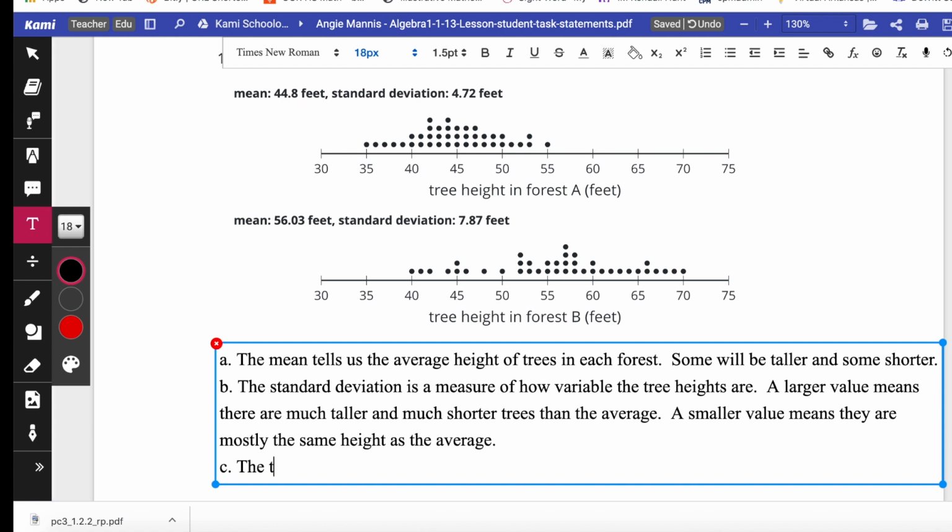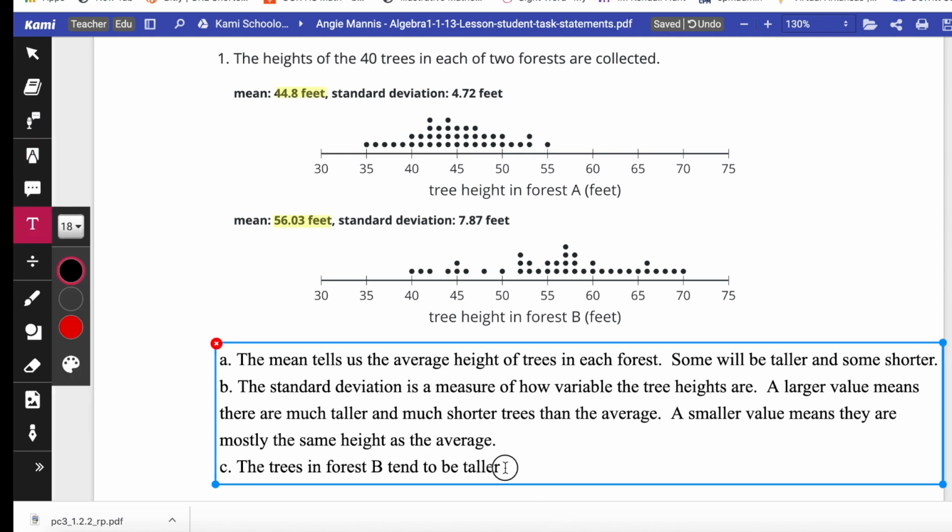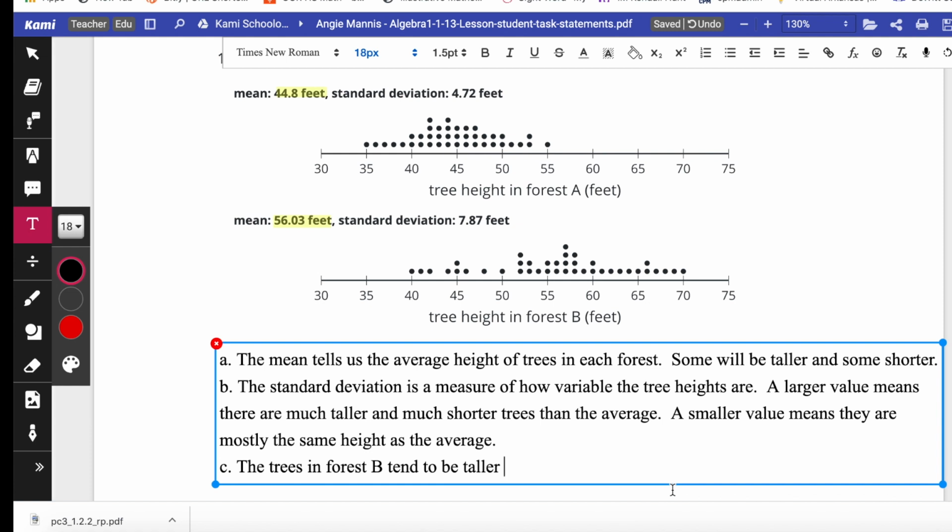So the trees in forest B tend to be taller based on the mean, because look at your mean. You've got 56.03, and then you've got 44.8. So the trees in forest B tend to be taller based on the mean.